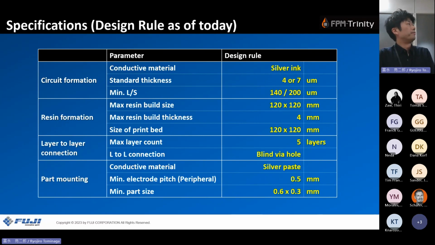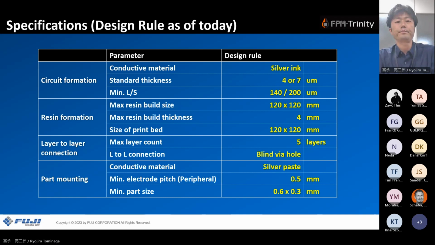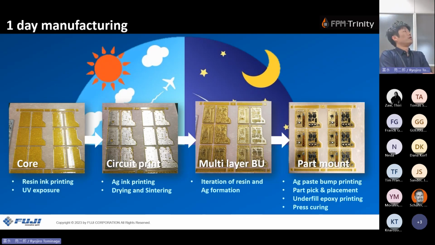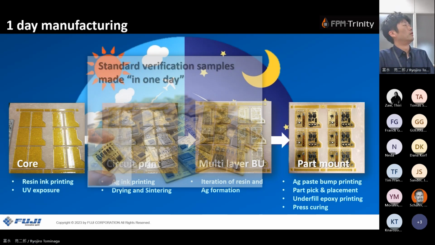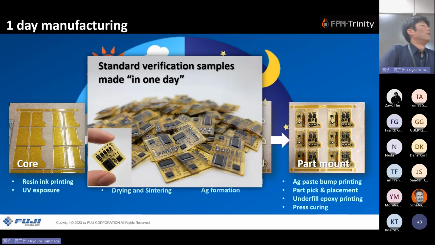The parts mounting minimum electrode pitch is 0.5 millimeter, and the minimum chip part component size is 0.6 by 0.3 millimeters. As I mentioned, our machine can manufacture the circuit board with mounted component within 1 day. From the core process and the circuit build-up process to the part mounting process, those processes can be completed within 1 day. This is just an example. We are repeating the verification of standard sample manufacturing day by day. Those samples can be manufactured within 1 day, so maybe you can imagine a very fast development and manufacturing.